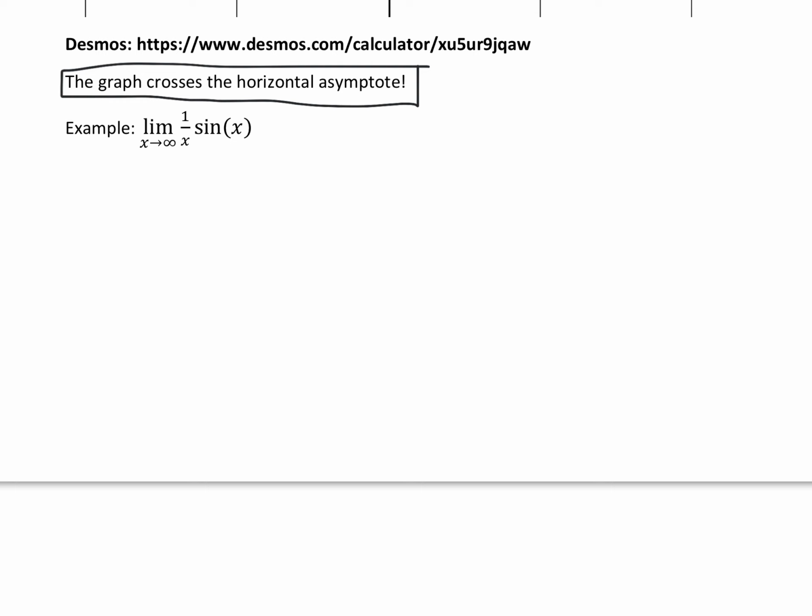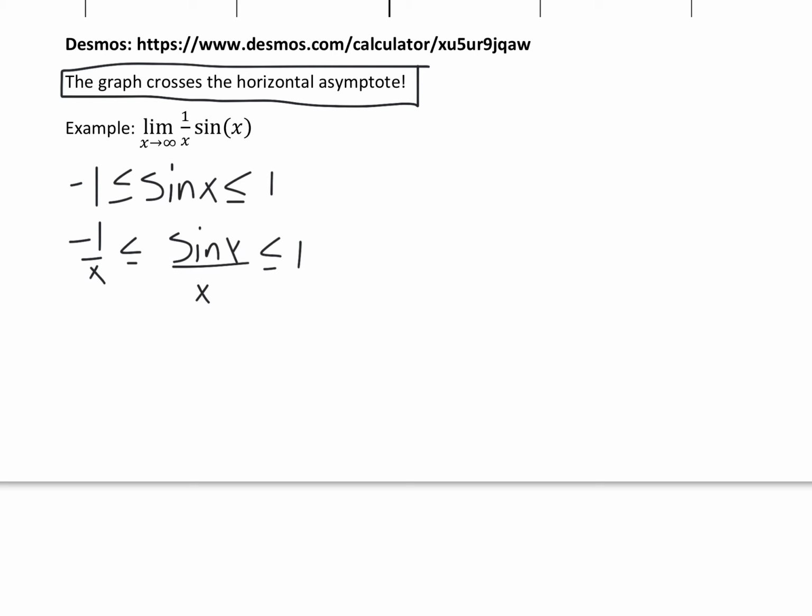Well, if we were to plug it in, 1 over infinity would give us a 0, but sine of infinity doesn't make any sense. So we're going to actually use the squeeze theorem here. We know that sine x is between 1 and negative 1. And we can go ahead and divide the whole inequality by x. Now, if you think about it, 1 over x times sine x is the same thing as sine x over x. But don't go thinking that this limit is going to be 1. That's only when x approaches 0. In this case, when x approaches infinity, we have to look at either side.